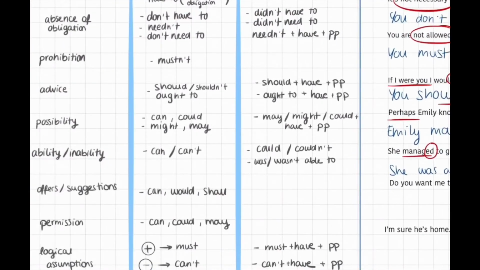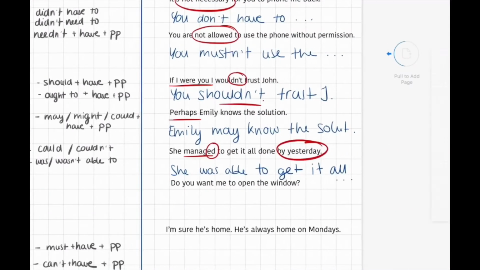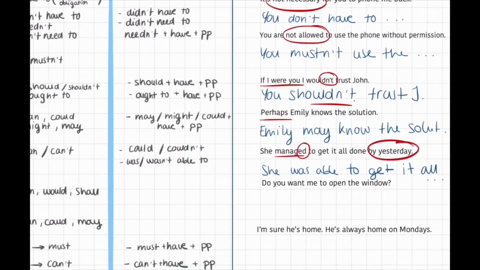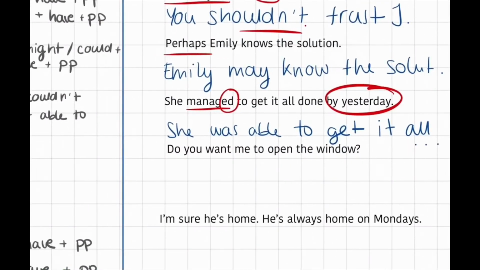Okay, so for offers and suggestions, we use can, would, or shall. So, for example, do you want me to open the window? That's something that you would say in class, for example. So, shall I open the window? Okay, so that would be how you say it. And that would be an offer.